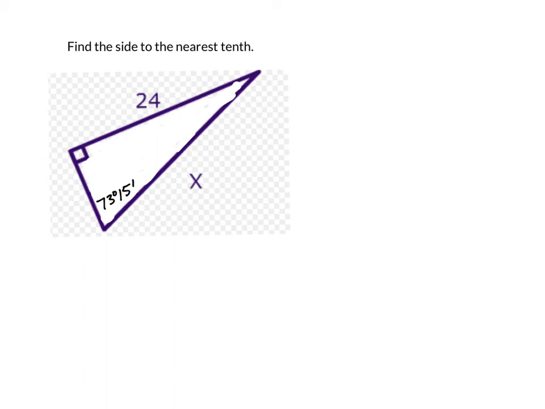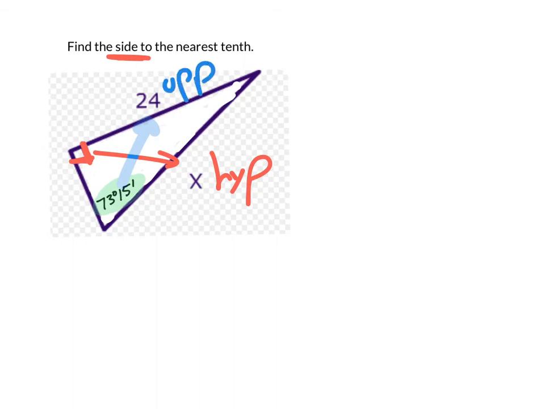Now for this second problem, you're finding a side, but the steps are not going to change. First we're going to label our picture. So you always go to your right angle, the side opposite that is the hypotenuse, and trigonometry is always about the angles. In this case, the angle given to you is the 73 degrees, 15 minutes. So here, opposite is going to be the 24, and since x is the hypotenuse, the adjacent is going to be the missing side.